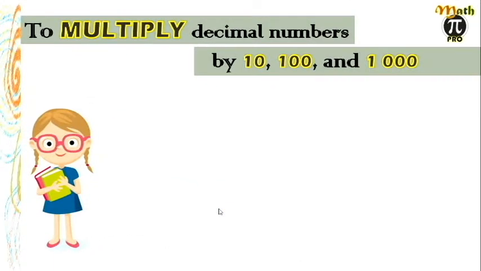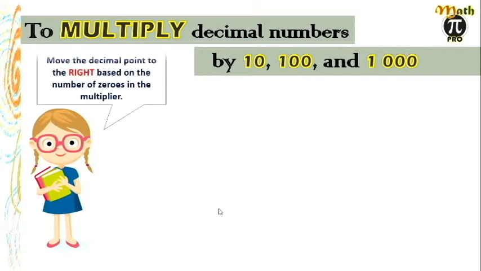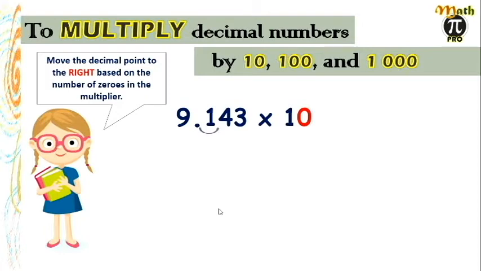And to multiply decimal numbers by 10, 100, and 1000, there is actually a shortcut. So let me show it to you. It is done by moving only the decimal point to the right based on the number of zeros in the multiplier. Let's have this for example. 9 and 143 thousandths times 10. So counting the number of 0 in our multiplier, there is only 1. So that means we only move the decimal point 1 place going to the right. So the decimal point will be in between 1 and 4. So the product is 91 and 43 hundredths.